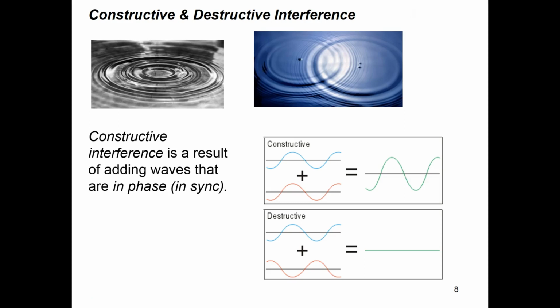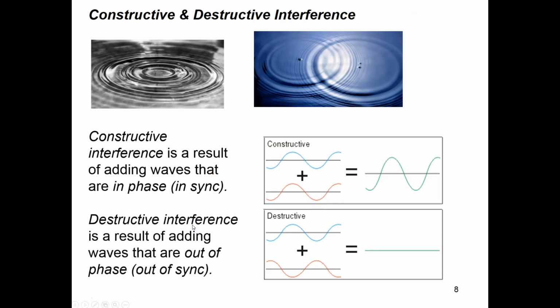show constructive interference. That's when the waves are exactly in phase or in sync, and they add to one another. So the two smaller waves, the blue wave and the red wave that you see, combine to make this larger green wave. That's constructive interference. That's when they're exactly in sync. Or they can be exactly out of sync. They cancel one another out.